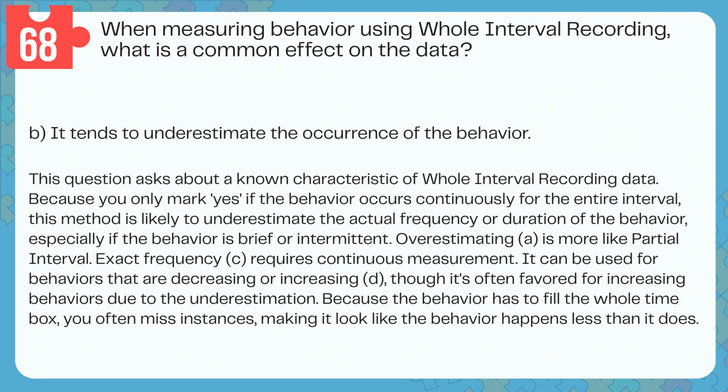It can be used for behaviors that are decreasing or increasing. D, though it's often favored for increasing behaviors due to the underestimation. Because the behavior has to fill the whole time box, you often miss instances, making it look like the behavior happens less than it does.